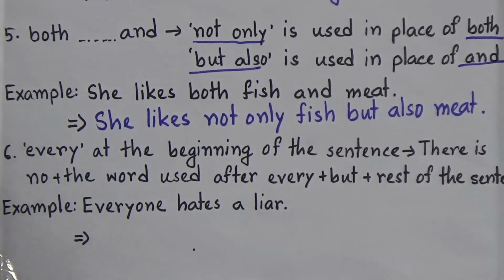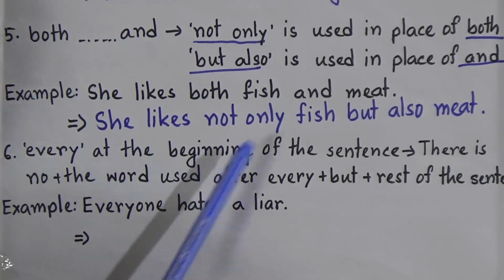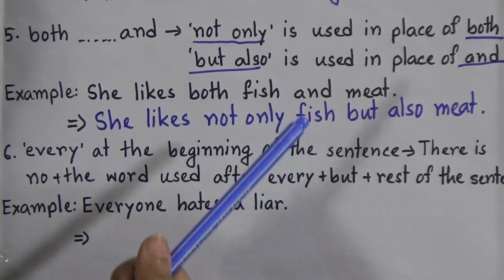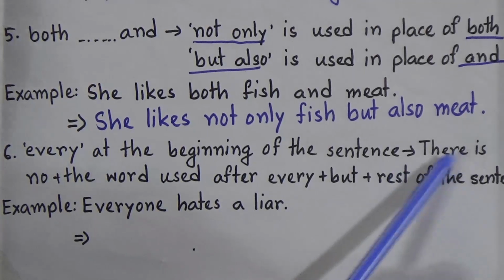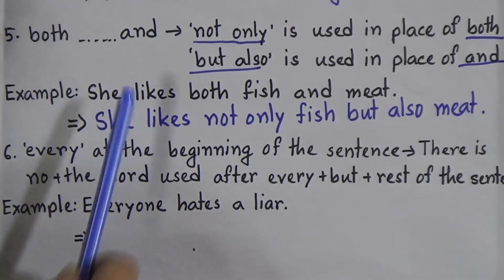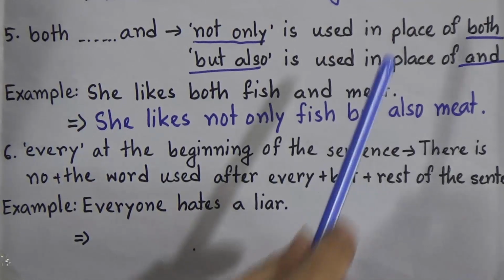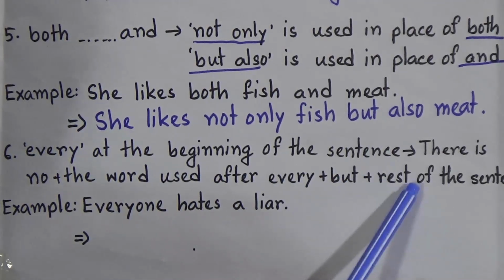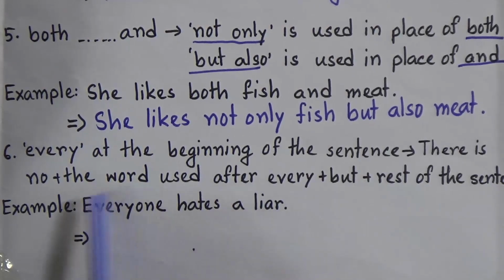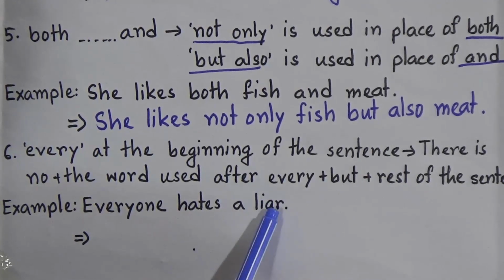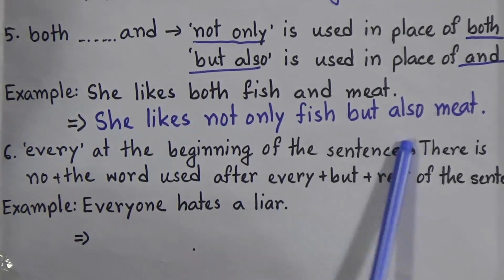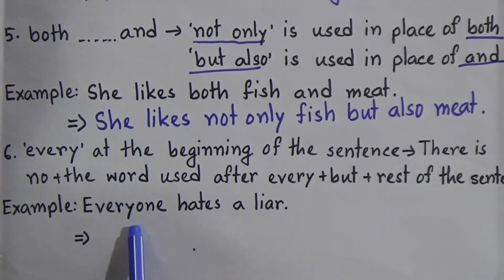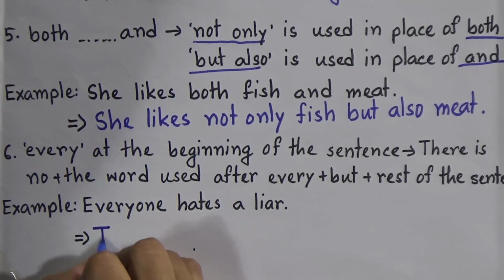Now we will go to rule number 6. If you find every at the beginning of an affirmative sentence, how will you change it? You will start your sentence with there is no, then the word used after every, then we will add but and then the rest of the sentence. Now look at this example. Everyone hates a liar. At first we will write there is no instead of every.